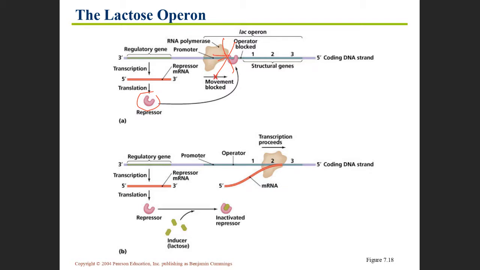Now, none of these systems are completely on or off. Even if we say this system is off, in reality it is mostly off. Once in a while, the block is not complete because this repressor binds and comes off, binds and comes off, binds and comes off. So it's not permanently attached there. So one of those times when it comes off for a few milliseconds, RNA polymerase can all of a sudden, real quick, go on and transcribe.